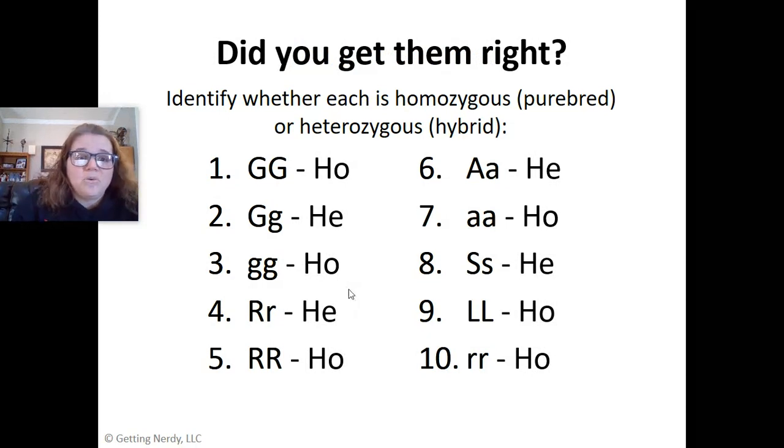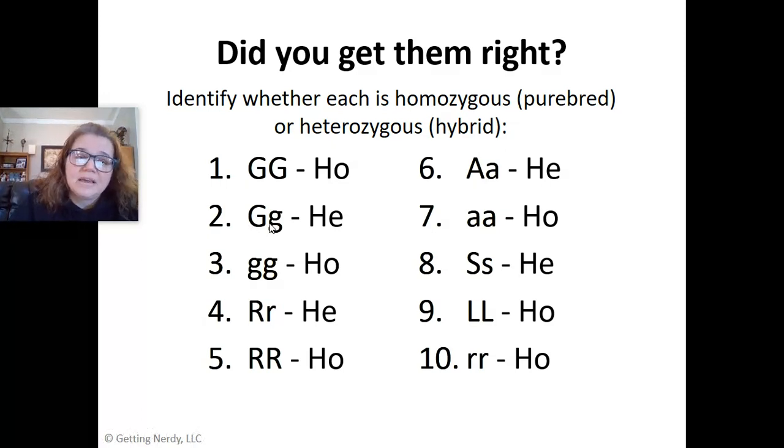So we have one capital G, those are homozygous. Capital and lowercase, heterozygous. All right, they're different, so they're hetero. Hetero means different. Homo, that prefix means same. So on number 3, if you have two small g's, homozygous.